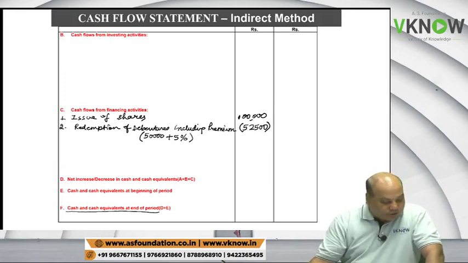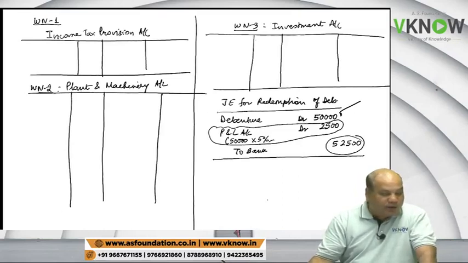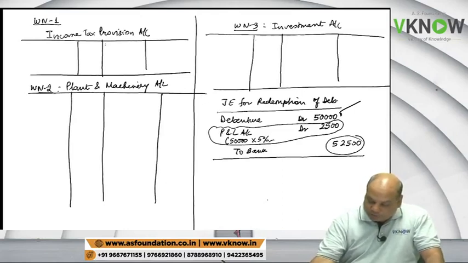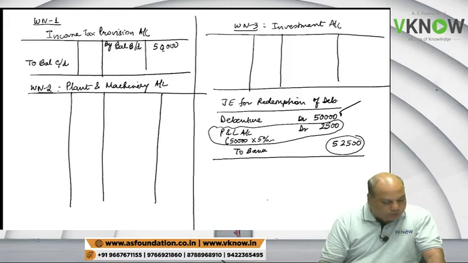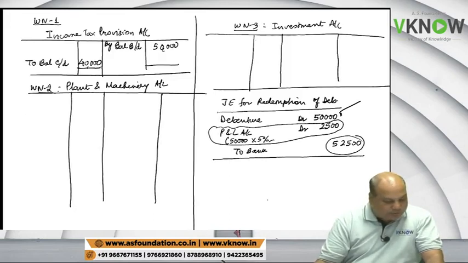Next line in the question is income tax provision. The fifth line on the liability side is income tax provision. So you write first by balance brought down, 50,000, and to balance carried down, 40,000. Just keep it here. We will come back to this after some time.